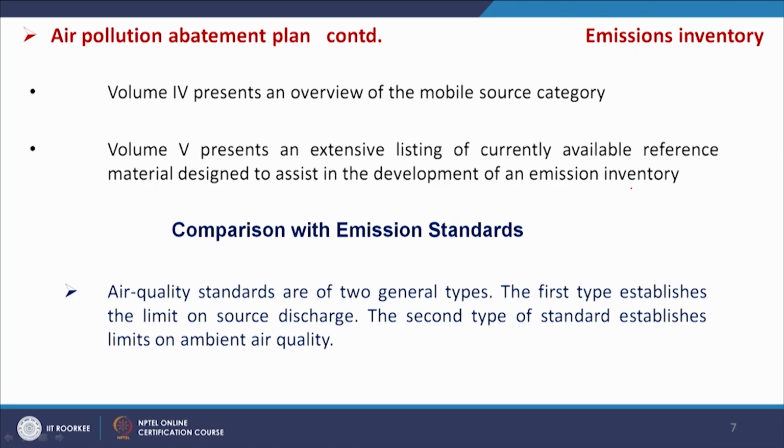So, another point was comparison with emission standards. Air quality standards are of two general types. The first type establishes the limit on source discharge, the second type establishes limits on ambient air quality. So, from industrial sources or vehicular sources, what emission is coming out, that is the standard, and in ambient air, what is the concentration of different pollutants that can be permissible. So, those are another type of standards. We have already discussed it in our previous classes.